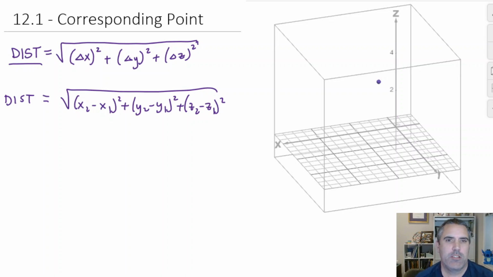Hello there, math fans. Continuing our short little intro to working in 3D. Watch my previous video about how we work with distance. And in this one I want to talk about this idea of a corresponding point.